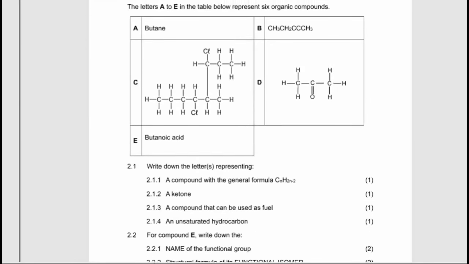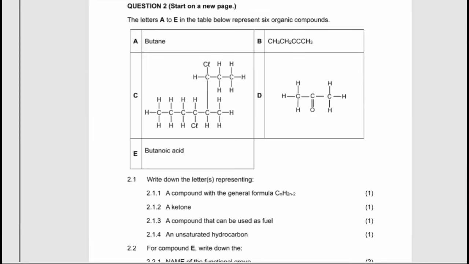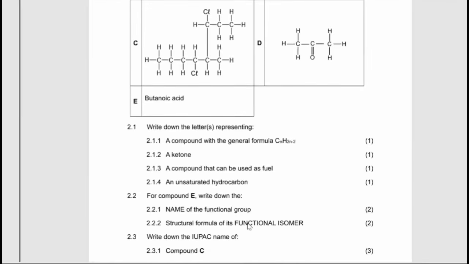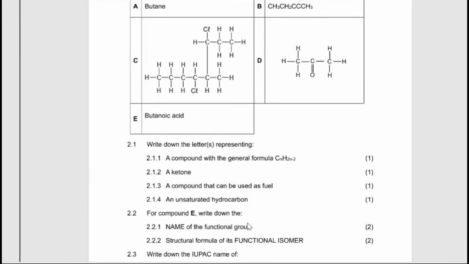So question 2 reads there, it says the letters A to E in the table below represent 6 organic compounds, right? So we're having these 6 organic compounds. Then after that now, we're asked to write down the letters representing a compound with the general formula CnH2n-2, right? So this basically formulates an alkyne. So it means we're looking for an alkyne in terms of this here.